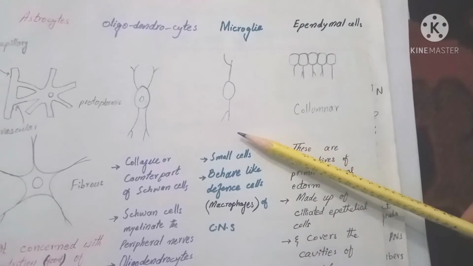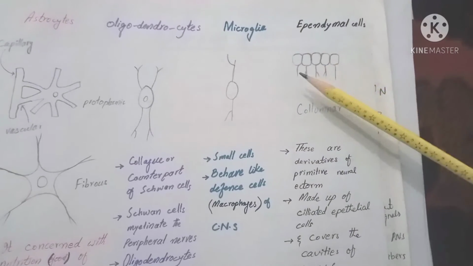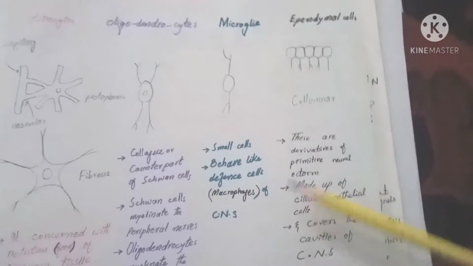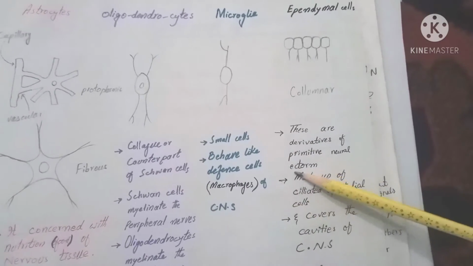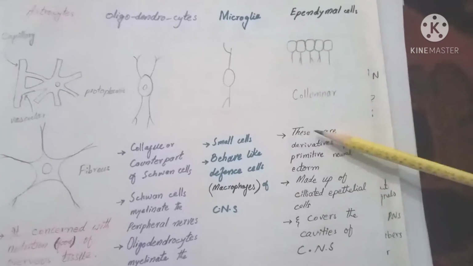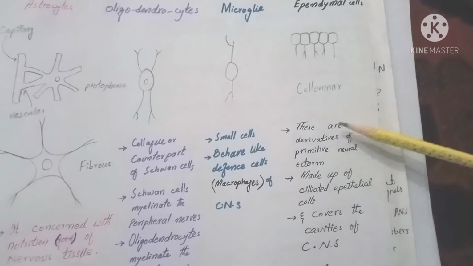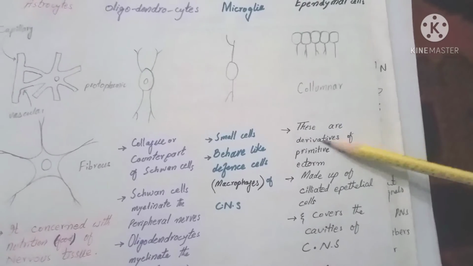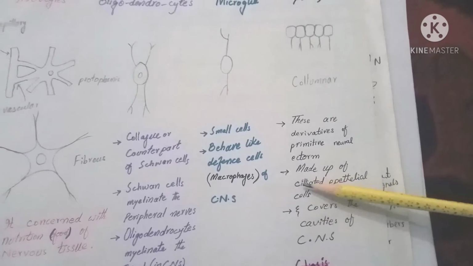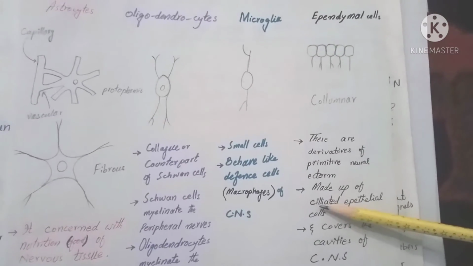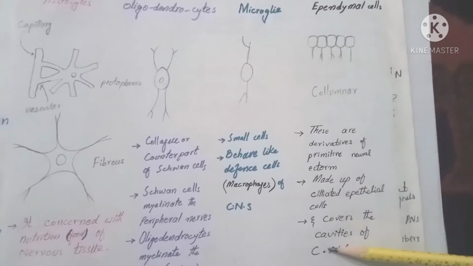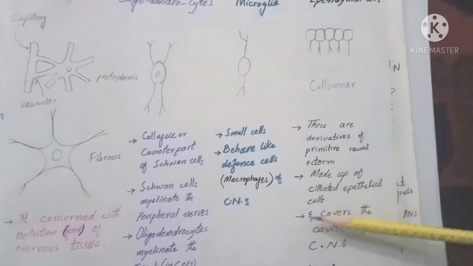And the last one is ependymal cells. You can see they make a column. These are derivatives of the primitive neural tube. If we go back to embryology, they are derived from the primitive neural tube and are made up of ciliated epithelial cells. Ciliated means like ceiling fans. These cover the cavities of the CNS, as shown right here.